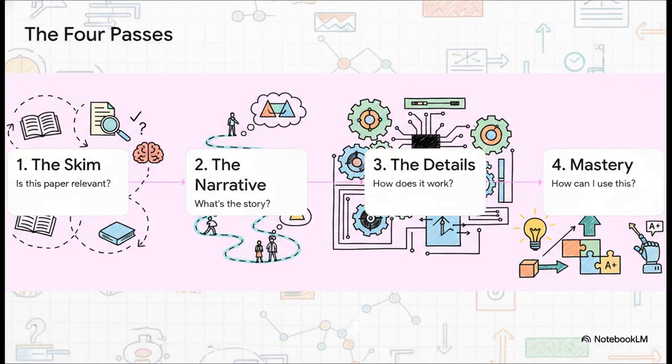So each pass has a very clear question it's trying to answer. Step 1, the skim, is just, should I even read this? Step 2 is about the narrative. Okay, what's the story here? Step 3 gets into the details. How does this thing actually work? And step 4 is mastery. How can I use this myself?